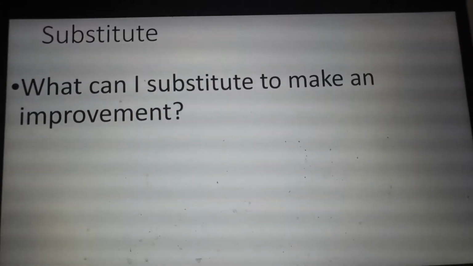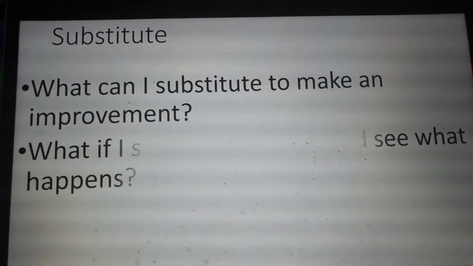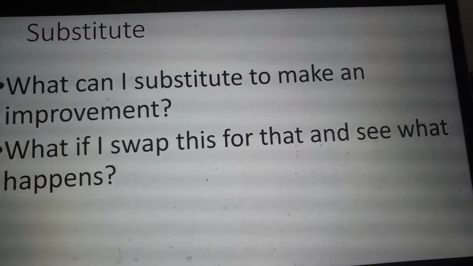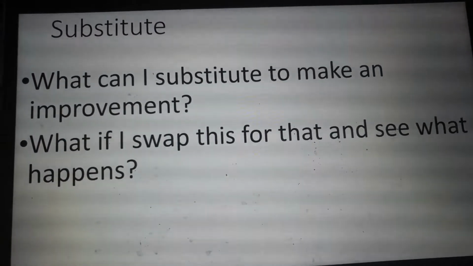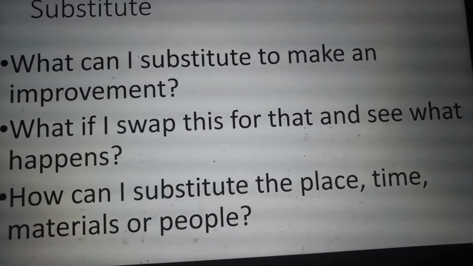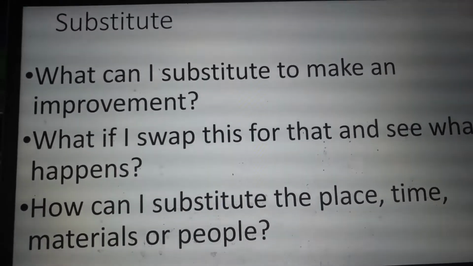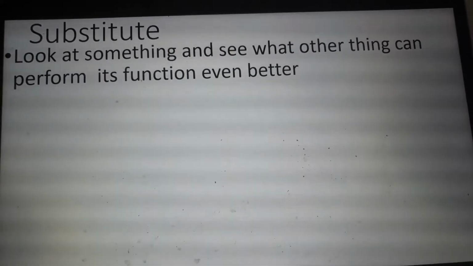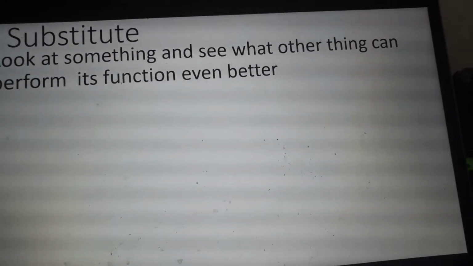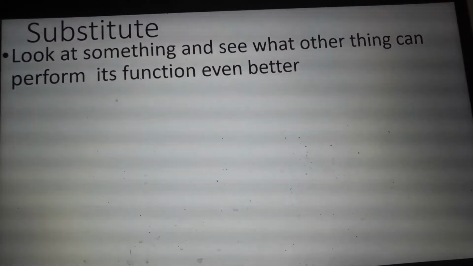Substitute. Ask yourself, what can I substitute to make an improvement? What if I swap this for that and see what happens? How can I substitute the place, time, materials, or people? So, look at something and see what other thing can perform its function even better.